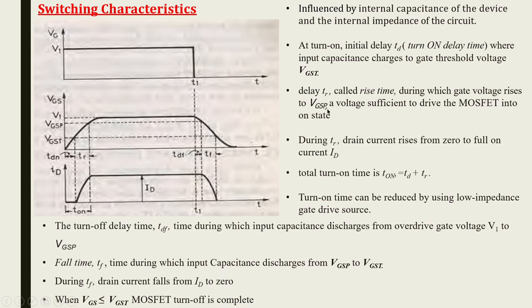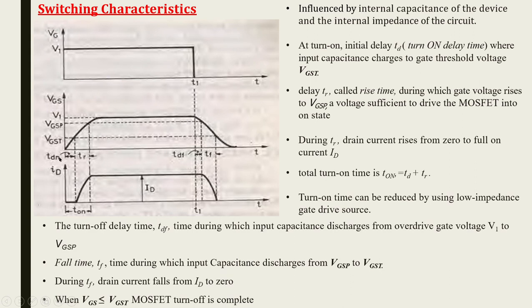So VGSP is the voltage sufficient to drive the MOSFET into on state. Here you see the MOSFET is fully on. And also during time TR, the drain current rises from 0 to full value ID. So the total turn on time will be TDN plus TR.